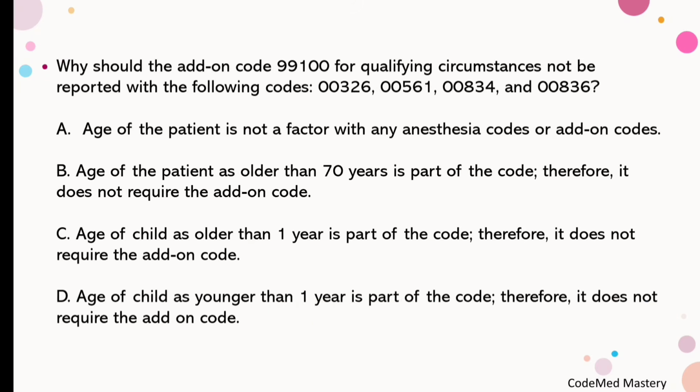So all these four codes should not be reported with 99100. Why is it? Because the code 99100 is used to report the age of the patient as younger than 1 or older than 70 years. But in these four codes, the age of the child as younger than 1 year is part of the code. Therefore, it does not require the add-on code. The add-on code 99100 will be unnecessary for correct reporting. Therefore, the right answer is option D.